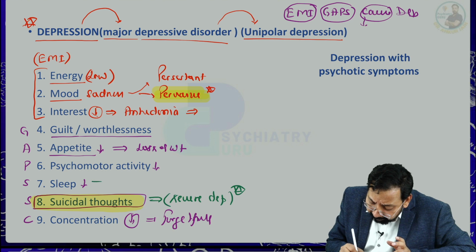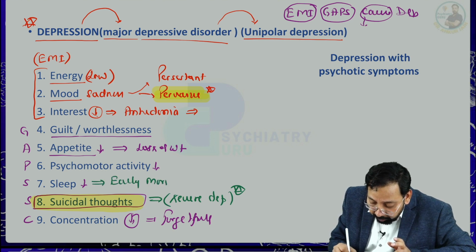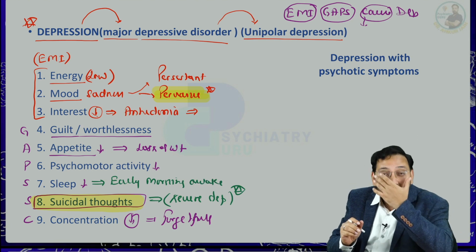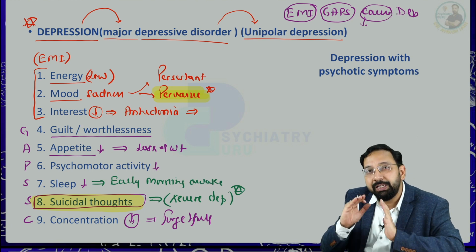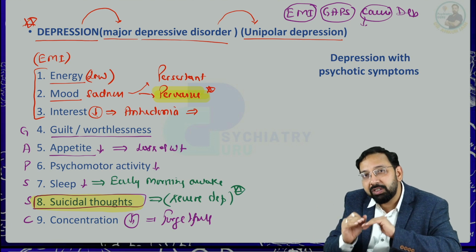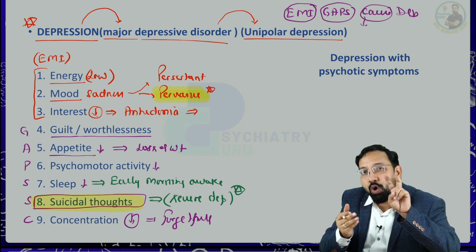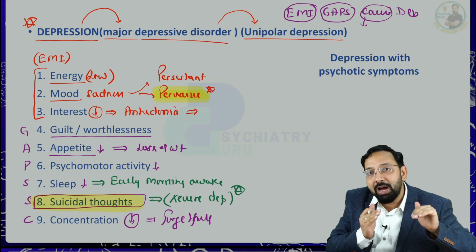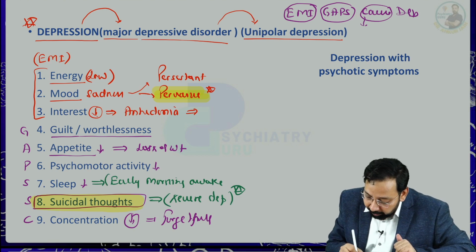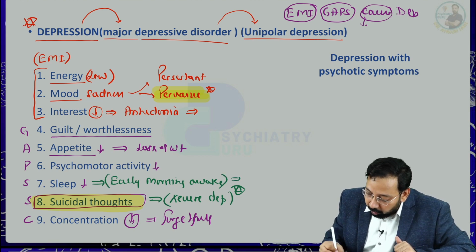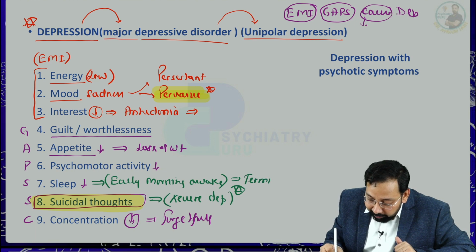Sleep is decreased, there is early morning awakening. Early morning awakening means the patient wakes up early in the morning. Suppose normally he wakes up at 7 a.m. Now he will start waking up at 5 a.m., 2 hours prior to normal awakening time. That is early morning awakening, or terminal insomnia.